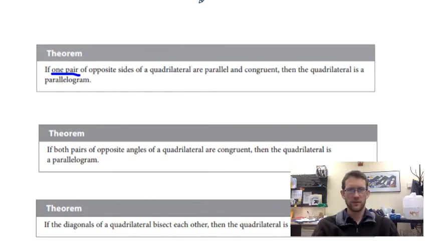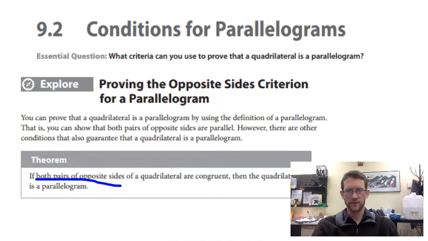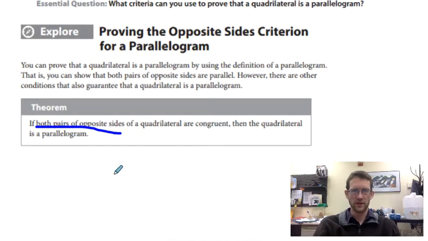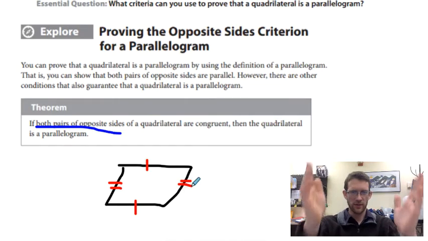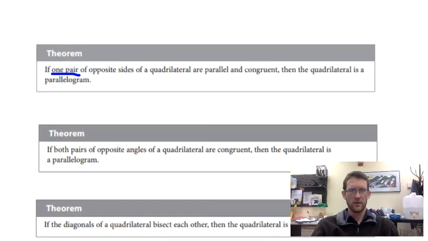So for this one, we'll draw some figures. Bear with me. Here's my quadrilateral. This one we need both pairs of opposite sides. So we need to say that this side is congruent to this side, and this side is congruent to this side. Then, boom, that's a parallelogram.